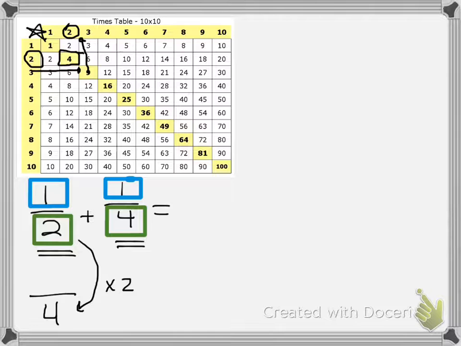And so now what I do to the bottom, or to the denominator, I also have to do to the numerator. So because I timed 2 by 2 to get 4, I also have to do 1 times 2 to get 2. And so now what I have is what we call an equivalent fraction, or simply stated, that just means that 1 over 2 is equal to 2 over 4.